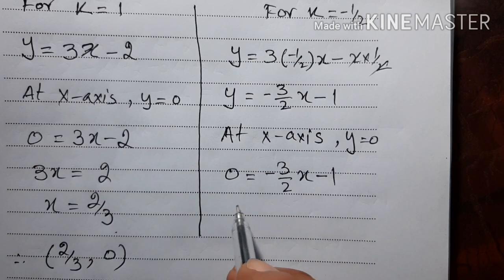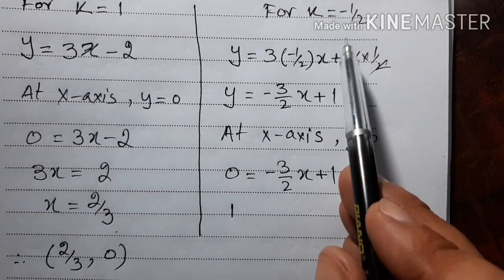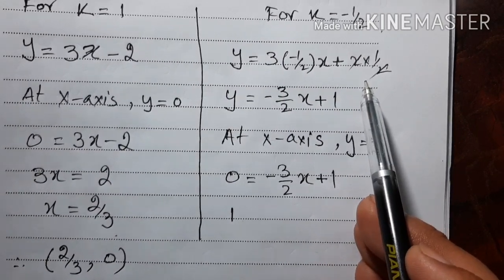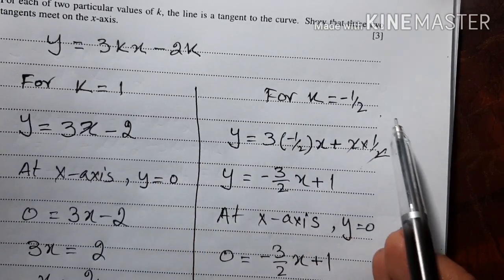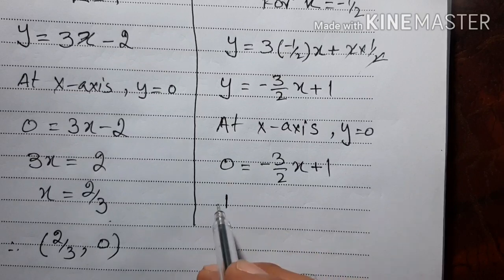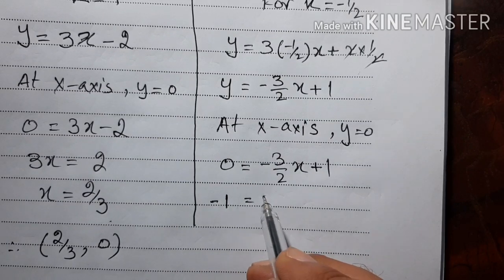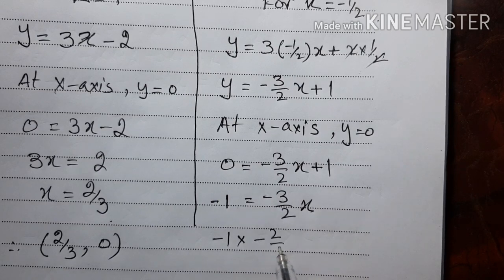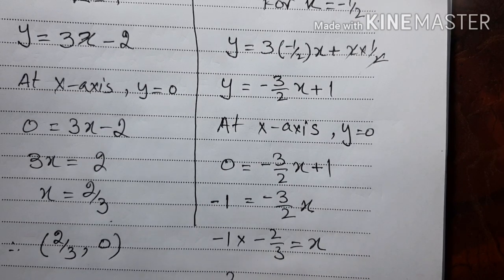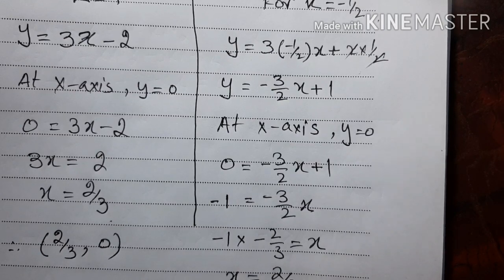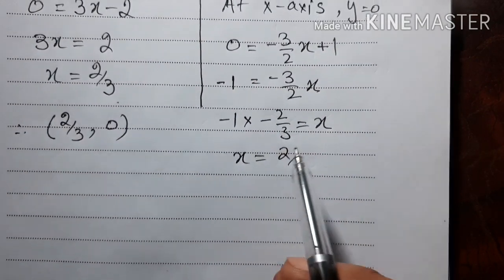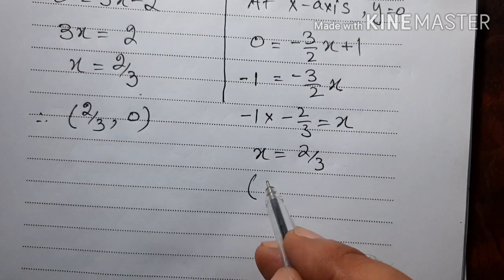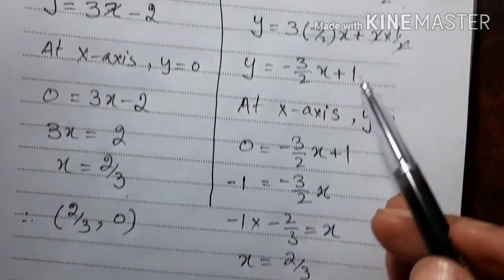Yes, this is actually plus, because there is minus 1 by 2 and the minus minus will be plus. This is plus, so this will be minus 1 is equal to minus 3 by 2 x, or minus 1 multiplied by minus 2 by 3 is equal to x. So the x will have the value 2 by 3. So again, this is the value of x, this is the value of y, so this point also satisfies this equation.